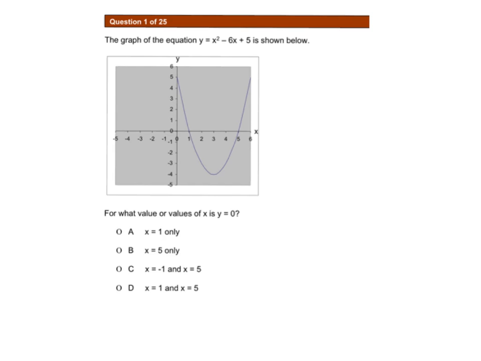Problem number 1. The graph of the equation is shown below. For what value or values of x is y equal to 0? So that's pretty straightforward. We know that y is equal to 0 anywhere on the x-axis. So there's a spot, 1, and there's another point, 5. And we look down at our choices and we see x equals 1 and x equals 5 is letter D.